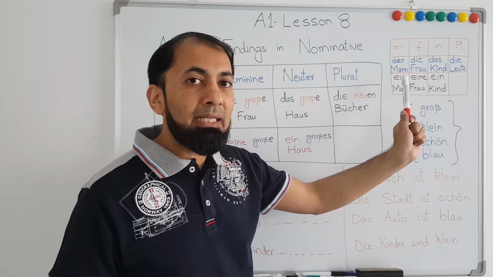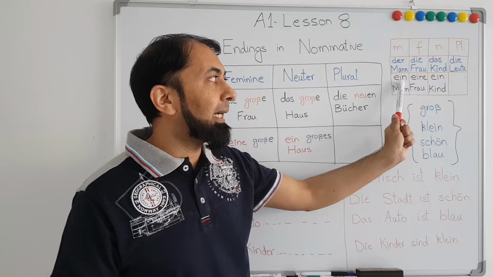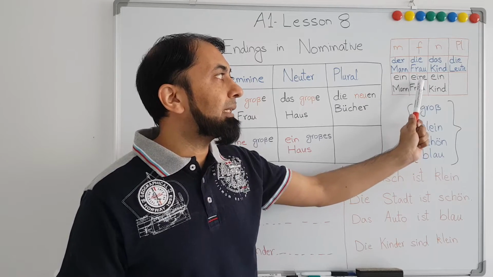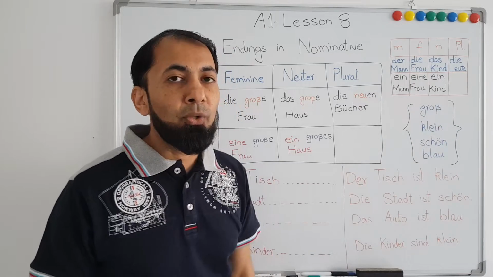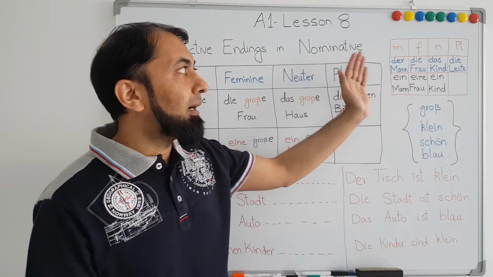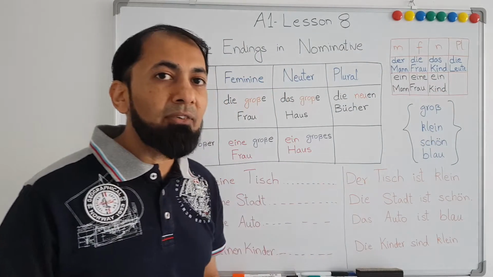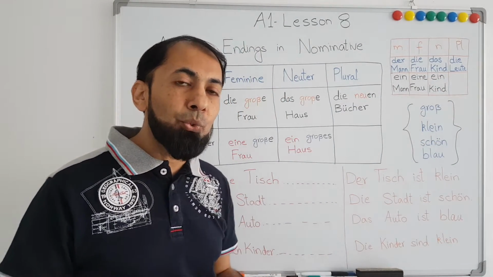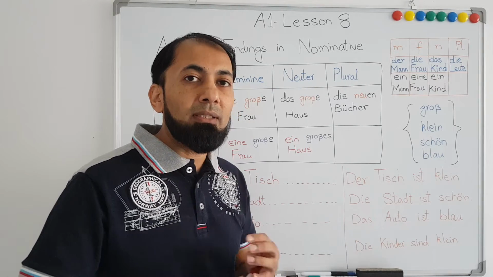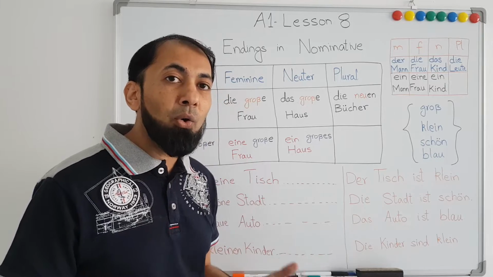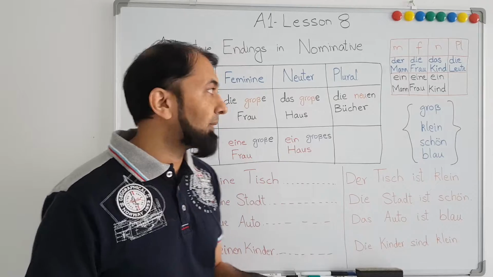Now, if the article is indefinite, then for a masculine noun it will be ein, for a feminine noun it will be eine, and for a neuter noun it will be ein. So these are the basic articles that we have in nominative, and now we see what happens if we use some adjective in front of the noun, and how this is going to change in case of nominative.